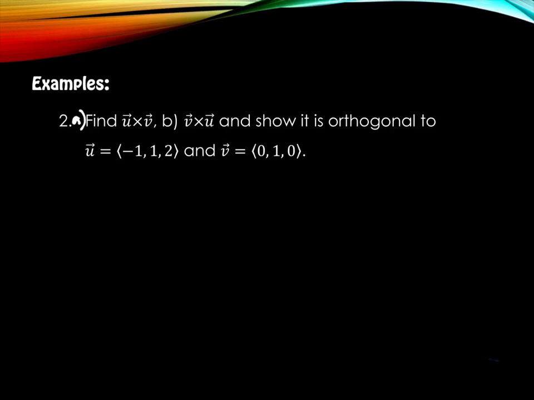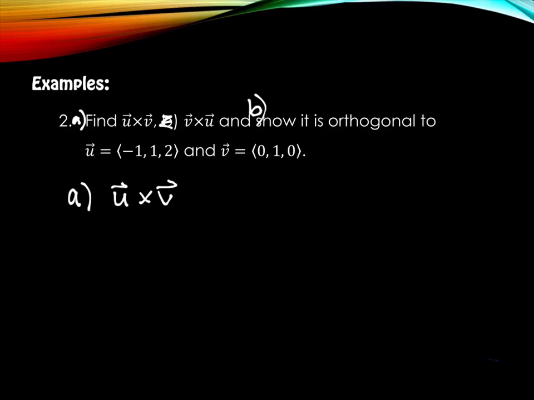But we're going to find two things. We're going to find V cross U and U cross V. And we're going to show that what we have found is actually orthogonal to what we would originally have had with U and V. That's where the B is supposed to be. Okay, so A is to find U cross V.